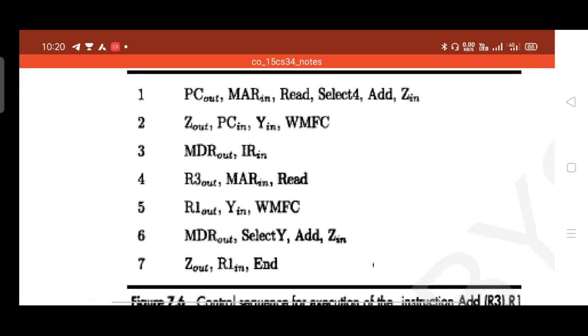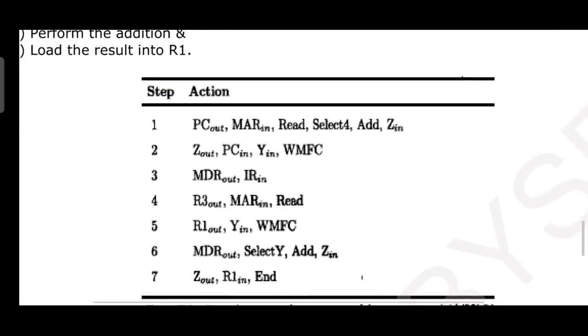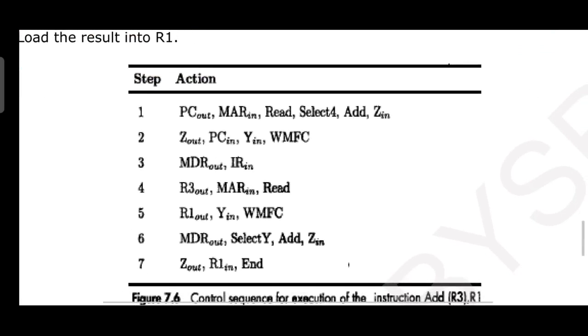Now it involves 7 different logical steps, where a set of operations will be performed one after the other. Listen carefully: the first 3 steps out of 7 are called the fetch phase. And please remember, whatever the instruction may be, the fetch phase will be common. You are supposed to write these 7 steps in the examination.